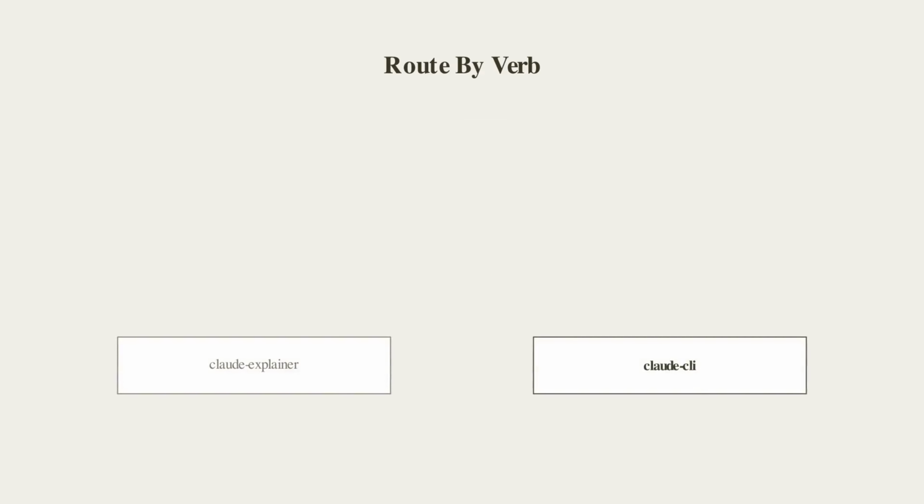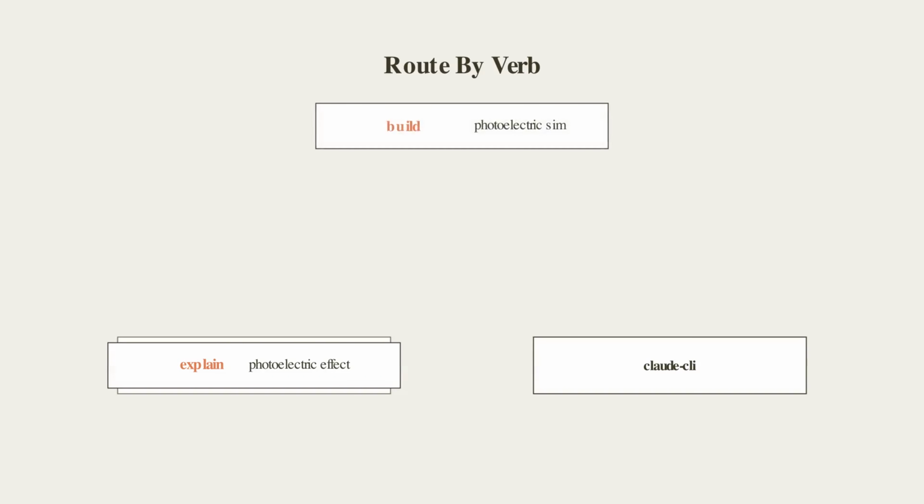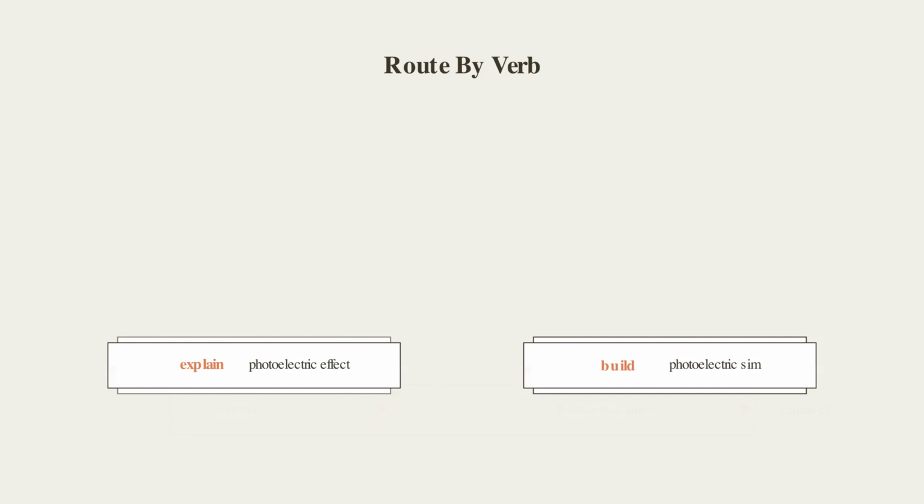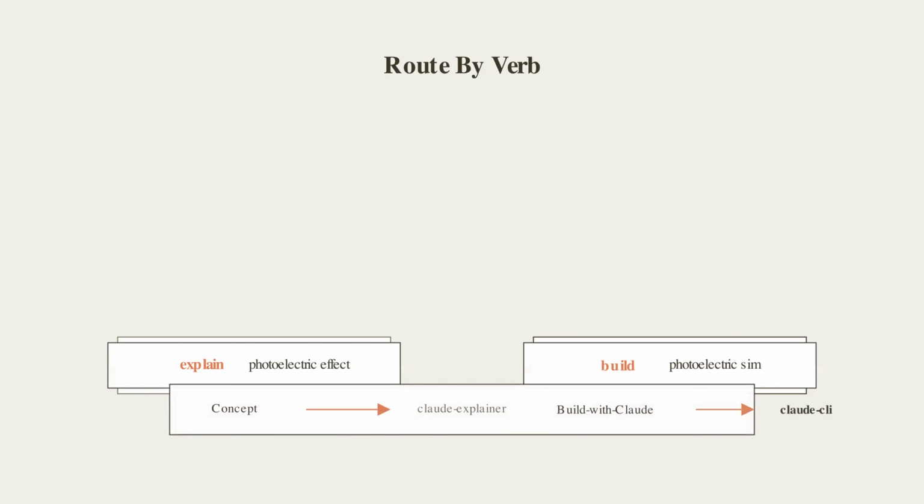Run ideas through the rule and they sort on the verb. Explain the photoelectric effect, left. Build a sim of the photoelectric effect, right. Same noun, different verb, different middle. That's the whole decision, and it fits on one line.